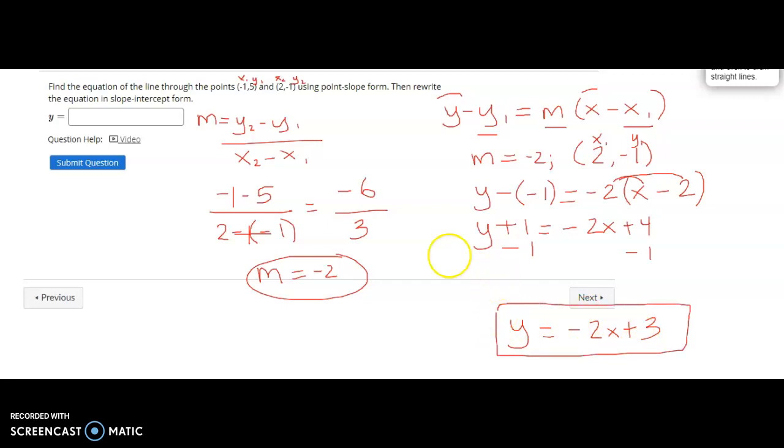So if you're given 2 points, first find the slope, and then use the slope and either of those 2 points, doesn't matter which, put it into point-slope form, and then solve for y.